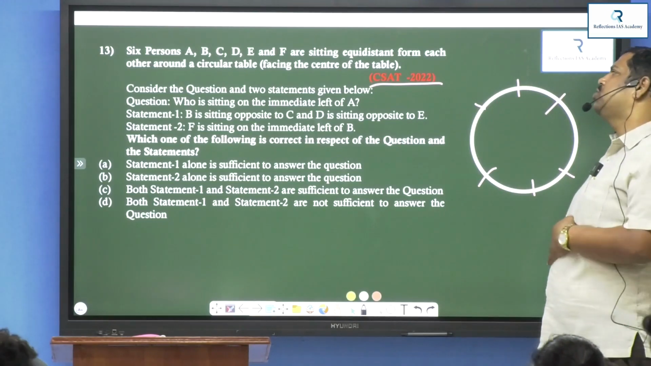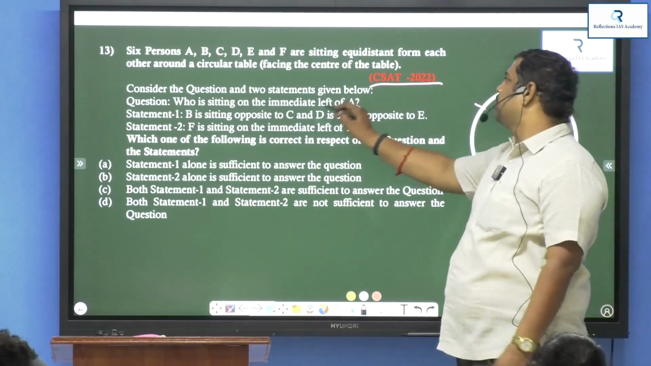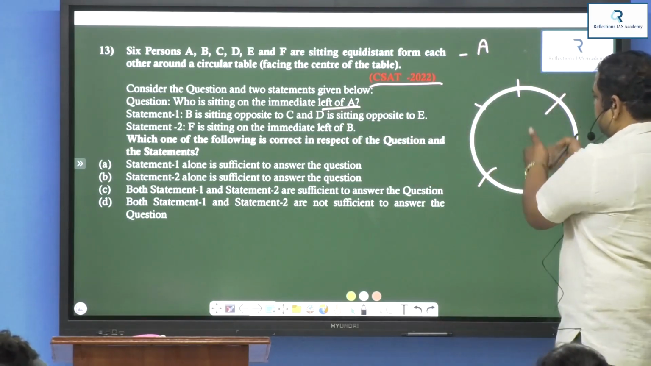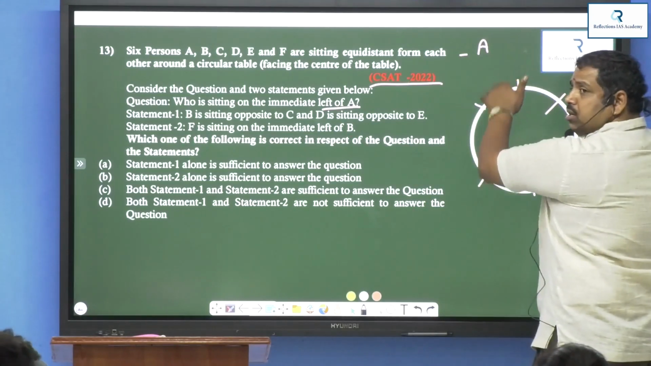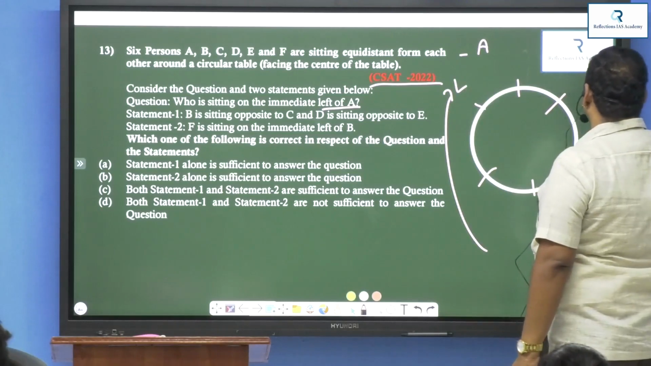Next one. All are facing the center. Consider the question and two statements given below. Who is sitting on the immediate left of A? Okay. A's immediate left I want. If they are facing the center, suppose he is facing the center here. Left means this is the one. Right means this is the one. Okay. This is left and this is right.